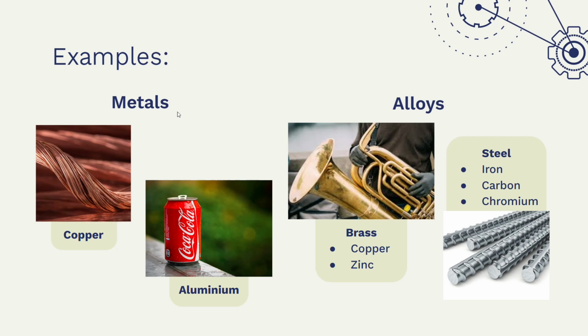Some examples of metals include copper and aluminum, and some examples of alloys include brass, which is made of copper and zinc, and steel, which is made of iron, carbon, and chromium, amongst other things.